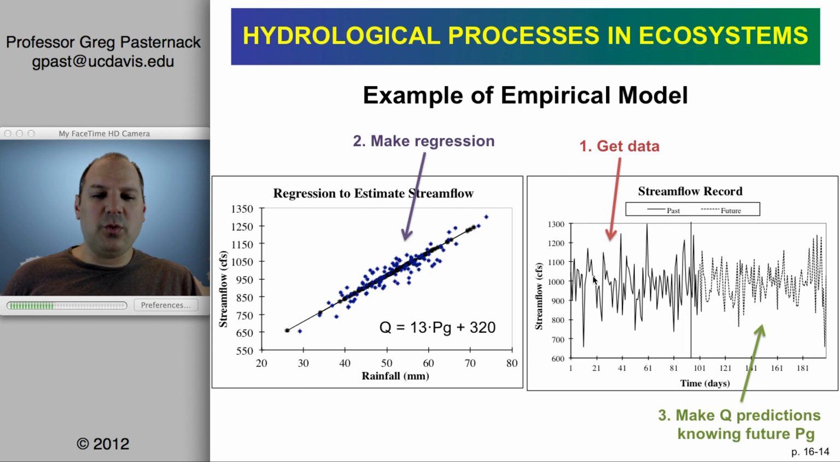Now, in order for this to work, you want to make a prediction in the future about streamflow, but since that prediction is going to be based on rainfall, you have to first know something about the rainfall in the future, which means you would need a weather forecasting model or a climate forecasting model. If you had that, then you could use an empirical equation such as the one shown to predict the future streamflow on the basis of the future expected precipitation.